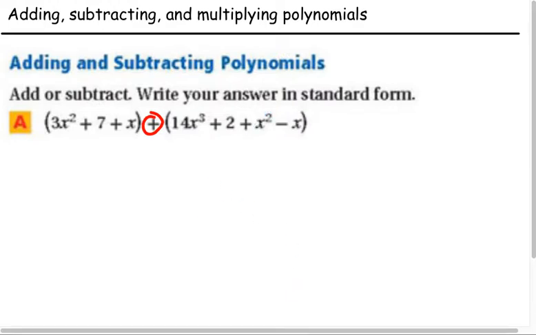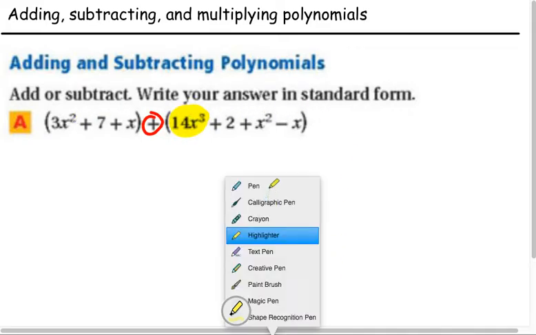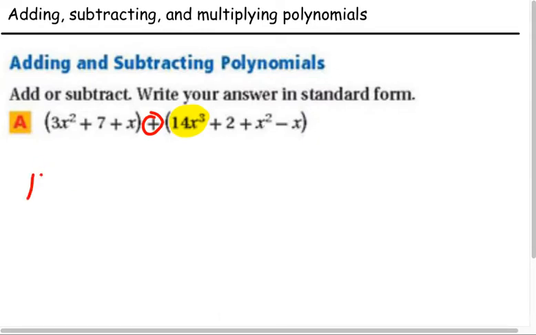So let's start. Okay, so looks like the highest term here is an x to the third power, because it has the highest exponent. So I'm going to look for anything that has x to the third power. So it seems like there is none, and I will just write that down. 14x to the third power.